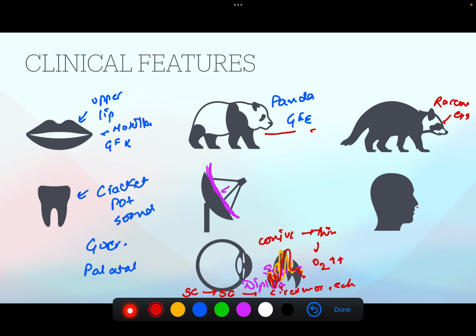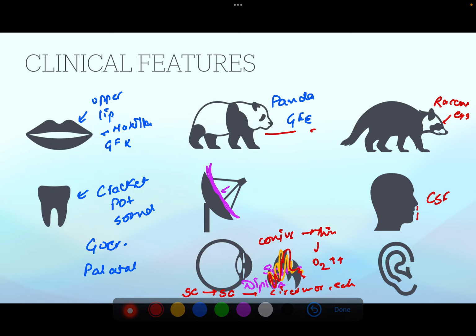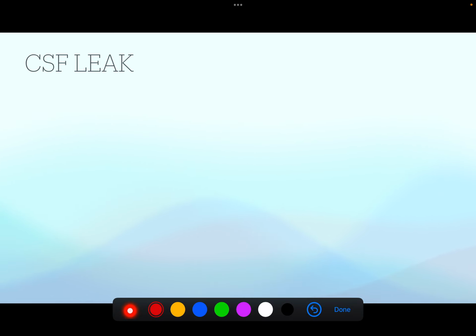And CSF leak from the nose, that is CSF rhinorrhea, and CSF otorrhea will be seen. So what is basically CSF? It is a leak of the brain fluid, the CSF, into the nasal or auditory apparatus. So for CSF leak, how do we identify it?